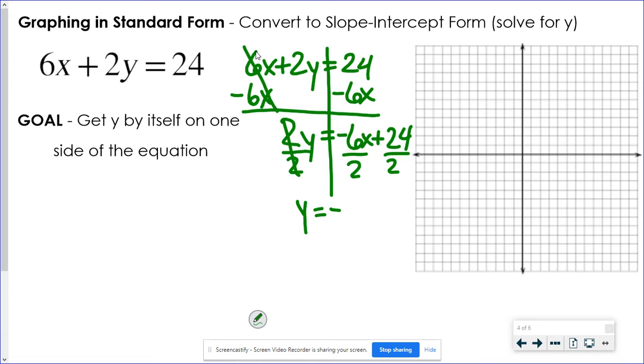Y equals negative 6 divided by 2 is going to be negative 3, or negative 3 over 1 if you want a fraction, x plus 24 divided by 2 is 12. Well, we know the 12 is at the very top of the graph. If my slope is a negative 3, I would go down 1, 2, 3, and over 1. And remember from the last slide, our x-intercept was at 4. That's what I just hit.